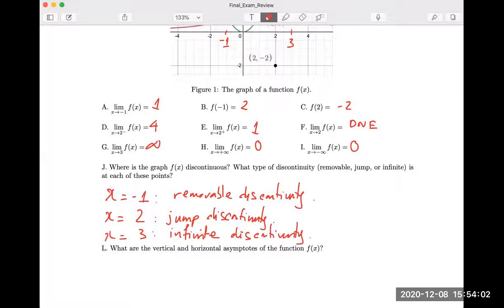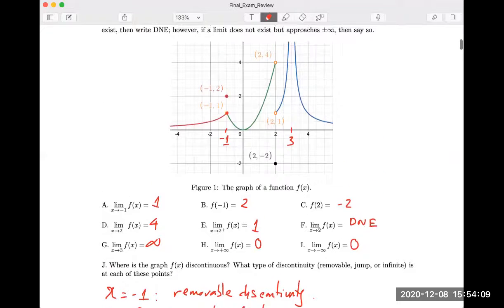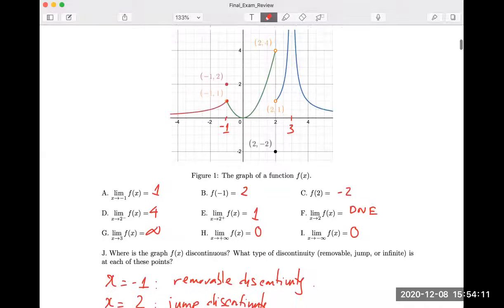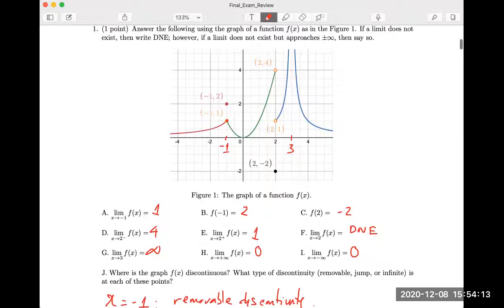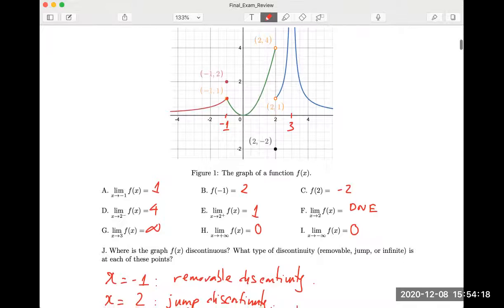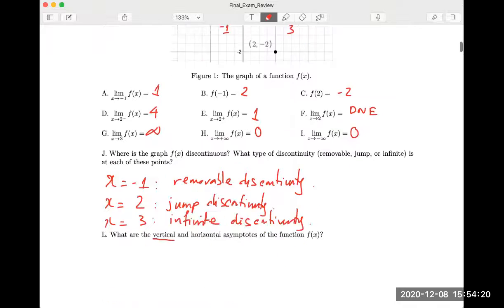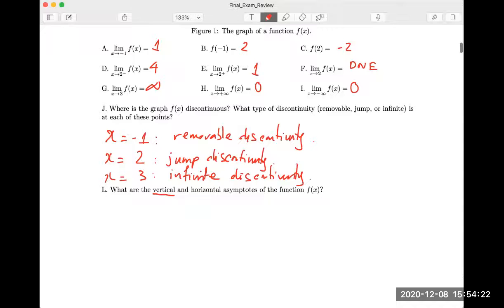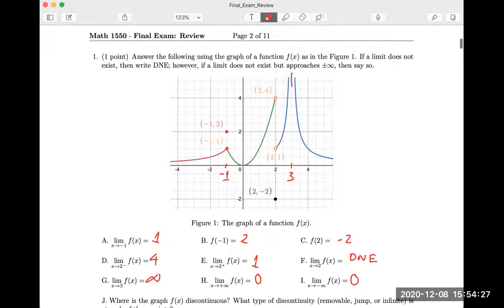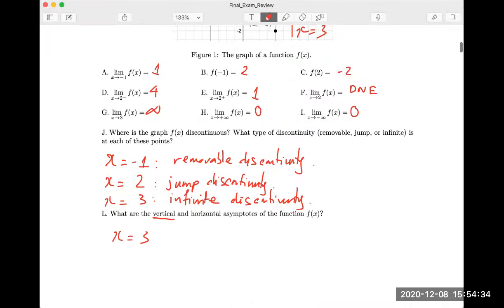And the vertical asymptotes are the zero points of a rational function, or the values where x approaches a specific number and f of x approaches infinity. So we see that there is only one point, when x is equal to 3. This is the line here. This vertical line, we call it a vertical asymptote.